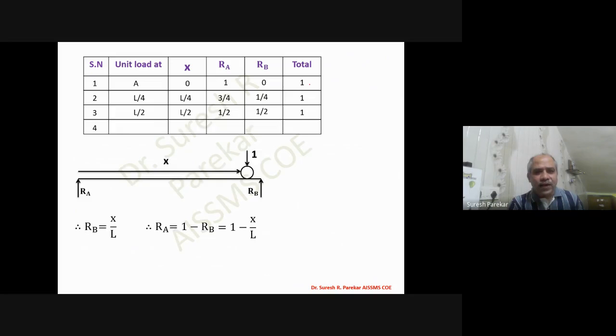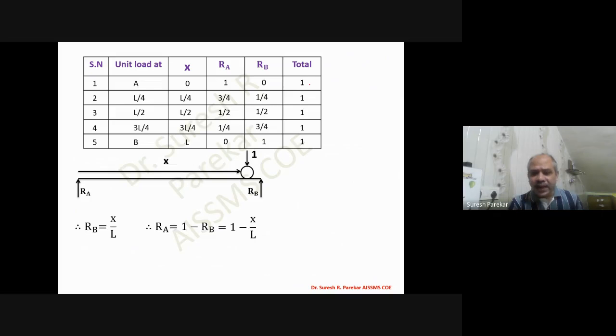Then we will go for 3/4 L from A, and we will determine RB as 3 by 4, then RA as 1 by 4, and again in total we get 1. And then last, we have the unit load at B. When we put the unit load at B, X is L, and RB we get as 1. If RB is 1, then RA automatically we get as 0.